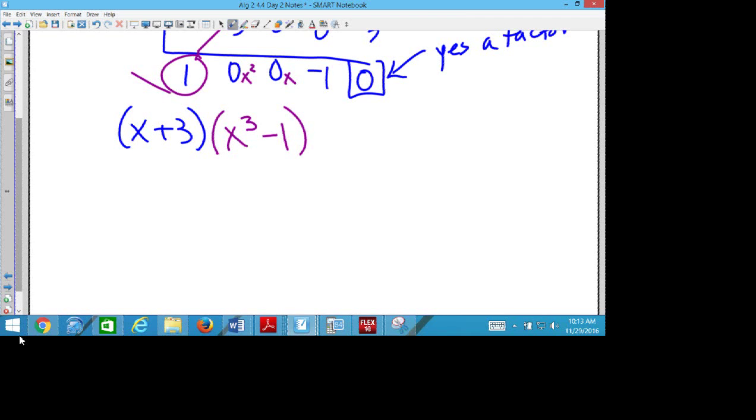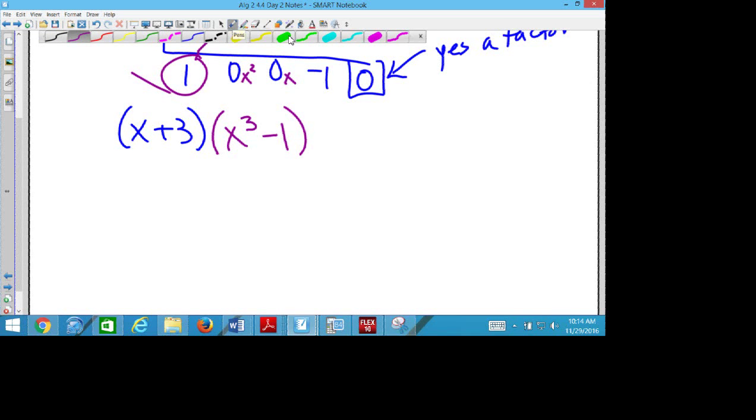Not done. So it does factor completely. X plus 3 is factored as far as it will go because x is to the first power. X cubed minus 1 is a binomial. Does it have a greatest common factor to take out? No. So then what kind of factoring do I need to do for x to the third power?